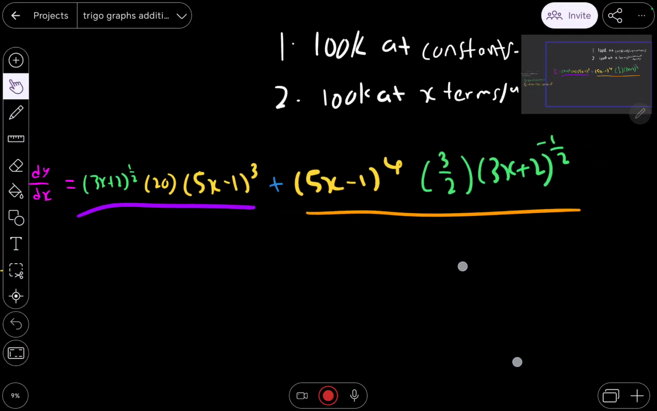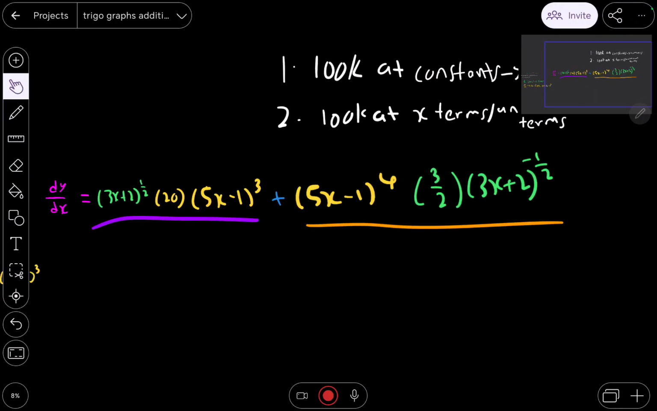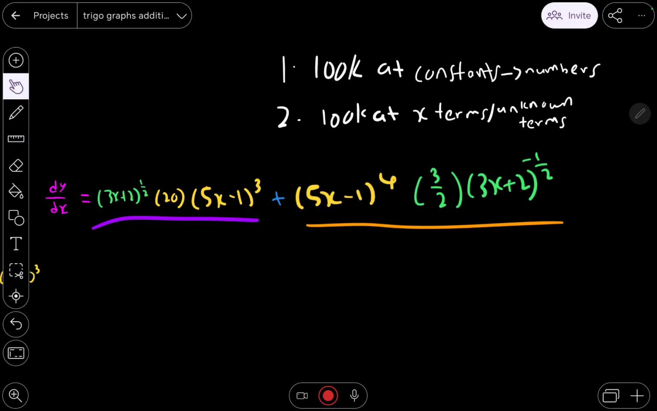So let's look at constants. What are your constants, or your numbers, in this case? Your numbers are 20 and 3 over 2. Is there anything in common between them? 3 over 2 is the same as 1.5. Is there a common factor? We don't have one, so leave it. Now let's look at your x term.